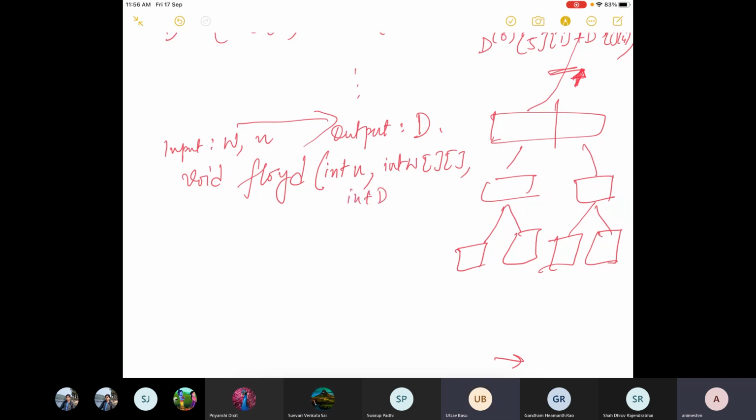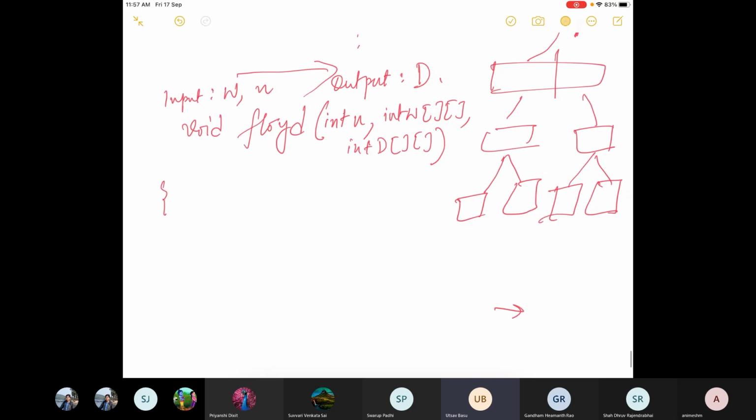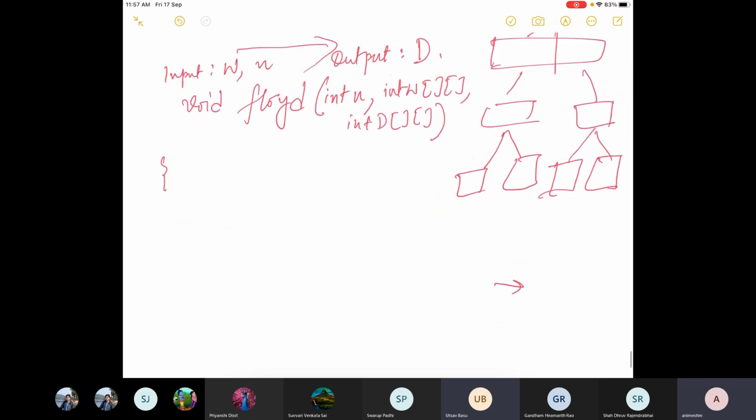Sir, to implement this algorithm, does D have to be a 3D matrix, or will a 2D matrix also do? Why 3D? 2D. I mean, we have to calculate D0, D1, D2, so I'm thinking we have to build a 3D matrix for that. No. I'll show you how to do it. The same Dij can be updated. Do you get me? You can forget the previous one. The same Dij gets updated.